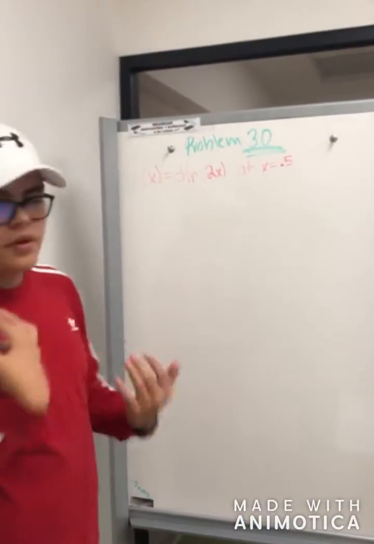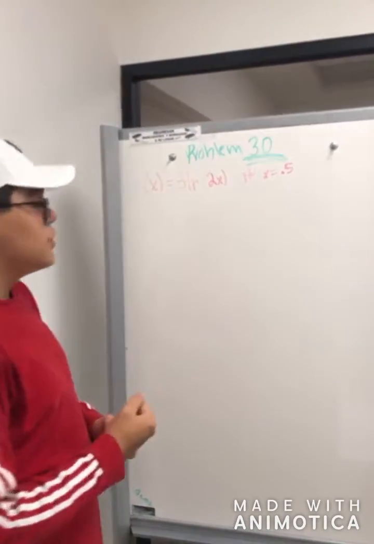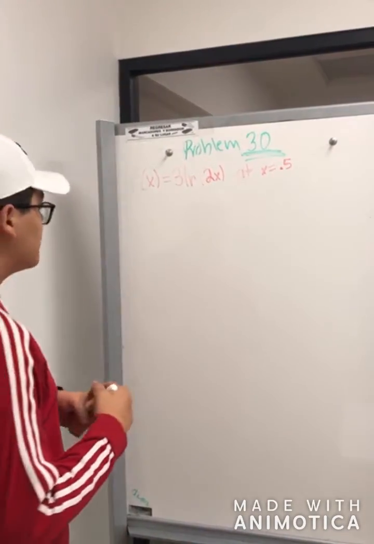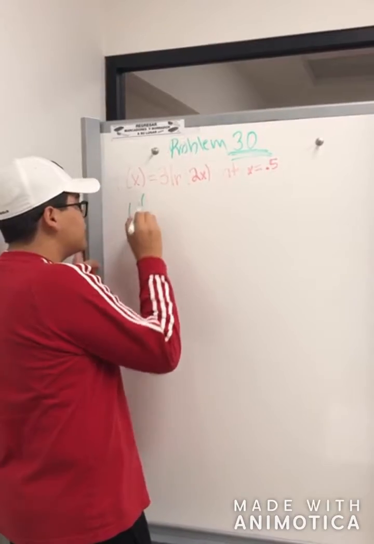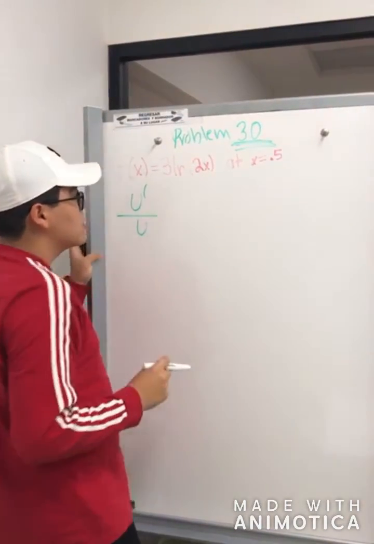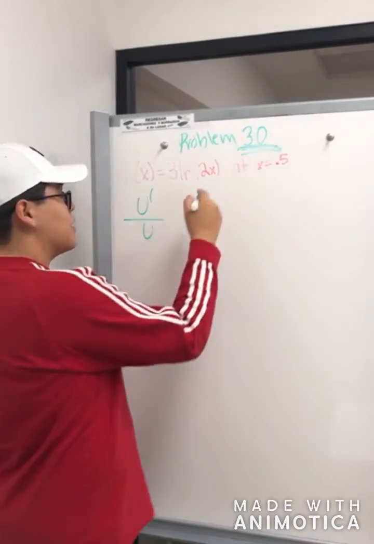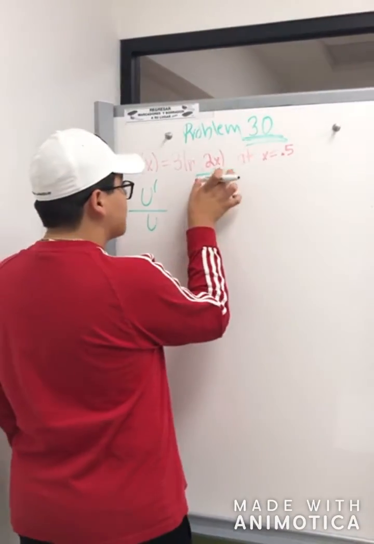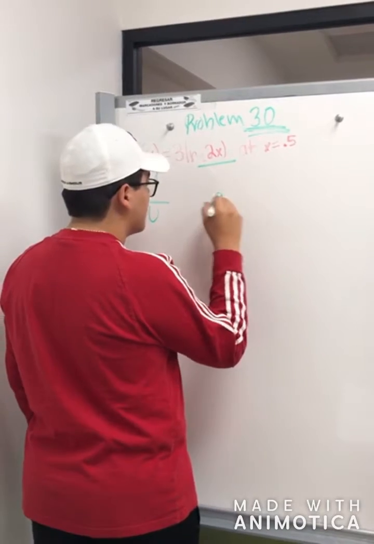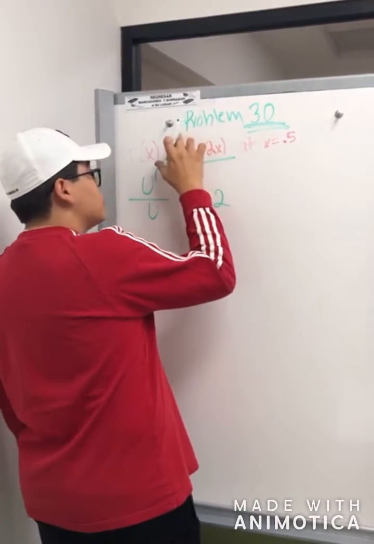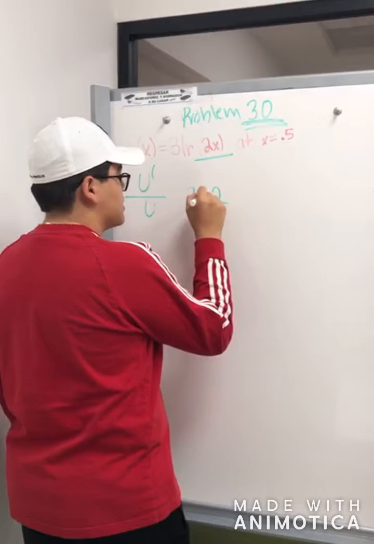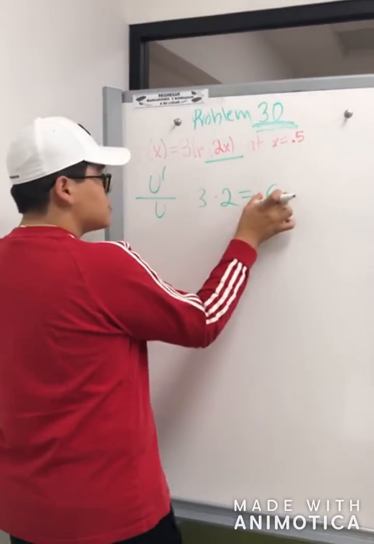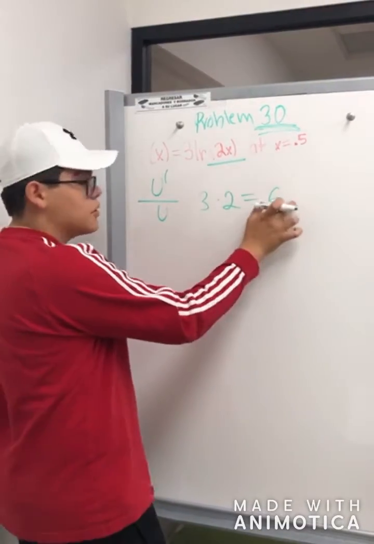This is problem number 3. The first thing we need to do is search for the formula for this problem. The formula we're going to use is u derivative over u. The first thing we need to do is derive this number, that is 2x. The derivative of this one is going to be 2. This 2 is going to pass multiplying the 3. It's going to be a multiplication, and the result is 6. This one is the u derivative.